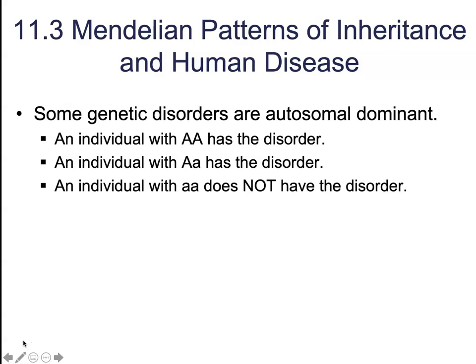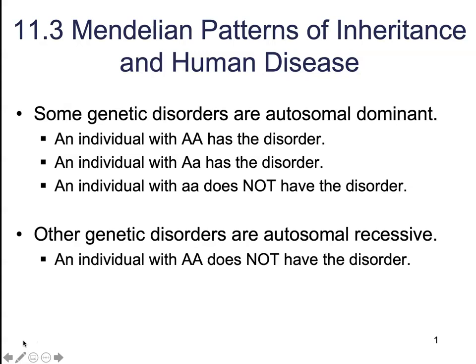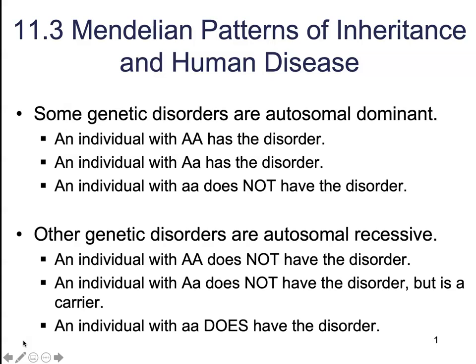But there are other genetic disorders that are autosomal recessive, meaning that they're only going to be found on the recessive trait. Now, the interesting thing about these is that an individual who is homozygous dominant is not going to have the disorder, and an individual who is heterozygous won't have the disorder, but they will be considered a carrier for that particular genetic condition. And an individual who is homozygous recessive will have the disorder.